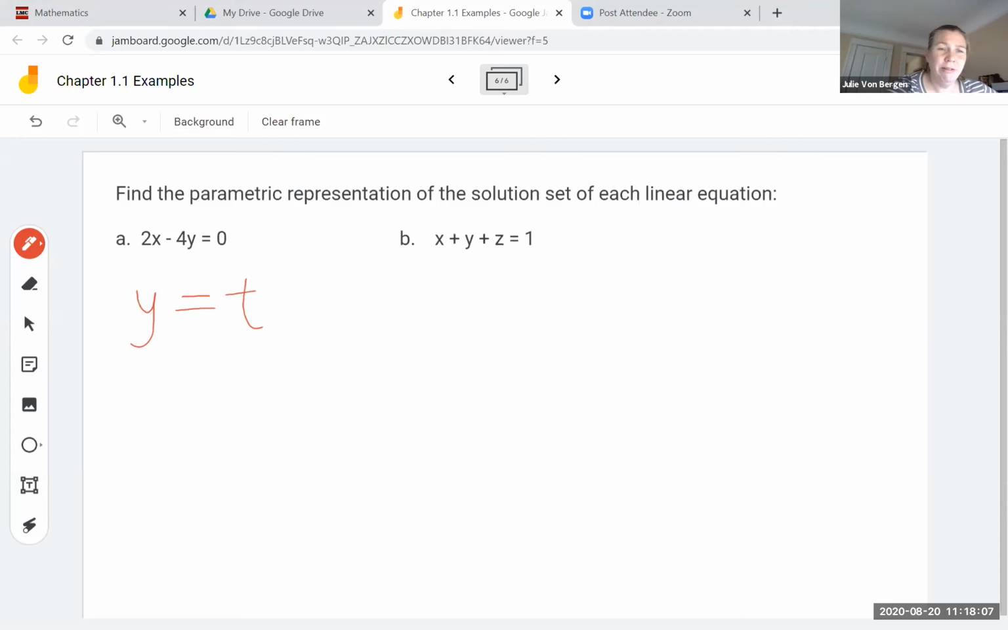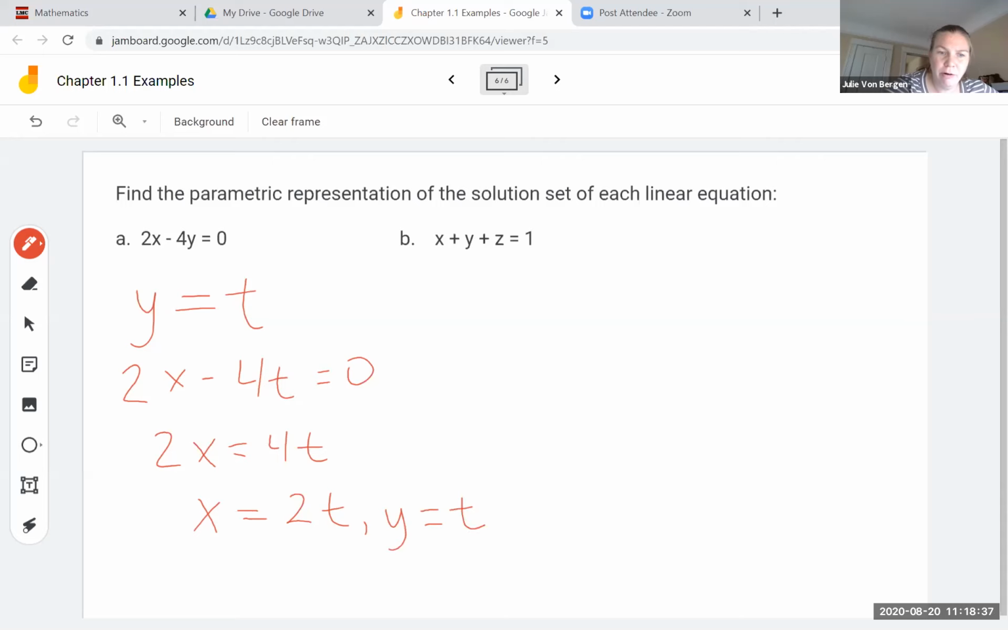And so now we want to solve x in terms of t. So we're going to have 2x minus 4t equals 0. And then we've got 2x equals 4t, moving our t over to the other side. And then we can simplify this to say x equals 2t. So we would describe our solution set as x equals 2t and y equals t, where t can then represent any real number.